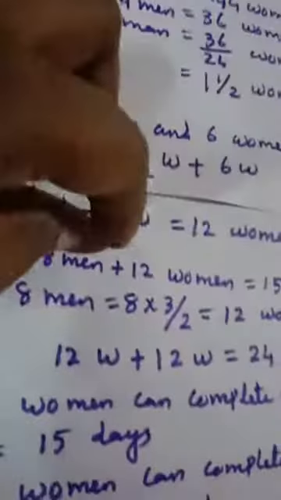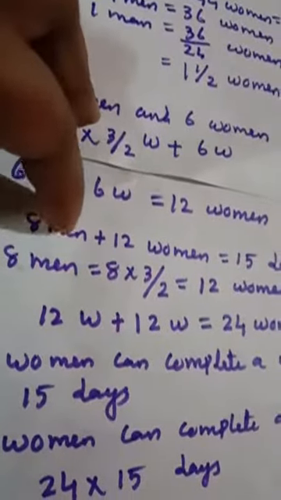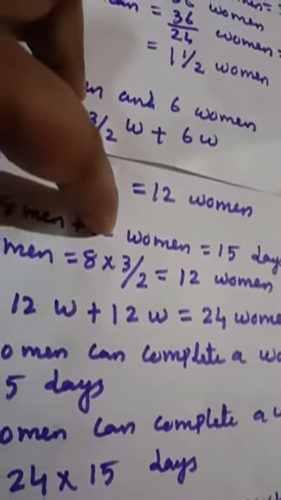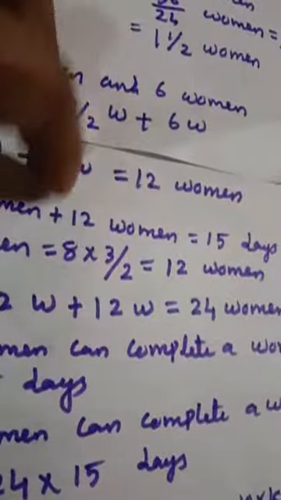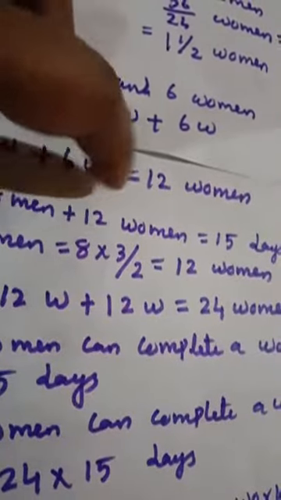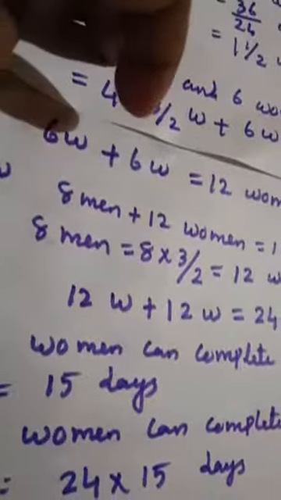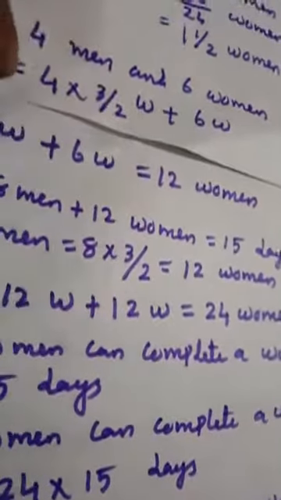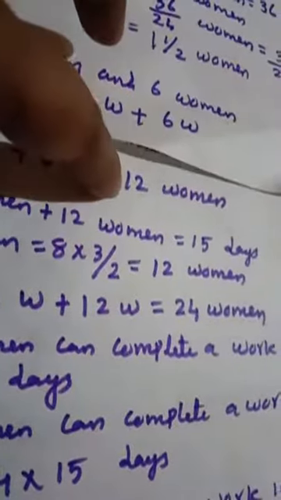Okay, here this 8 men plus 12 women. This 8 men is equal to 12 women, and this 12 women. This is the second case, already given in the question: 8 men and 12 women can complete a work in 15 days. That's why we are getting this 12, not this 12. Okay, this 12, how to get? 4 men plus 6 women. 4 men is also equal to 6 women, 4 into 3 by 2 is 6. 6 women plus this 6 women is 12 women.